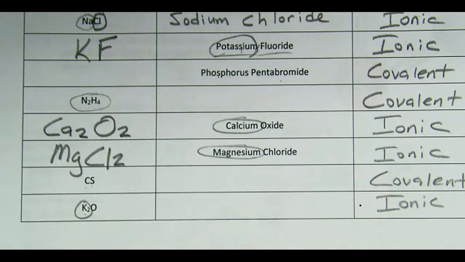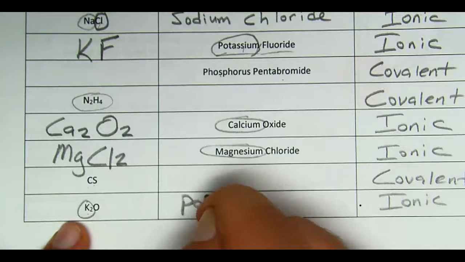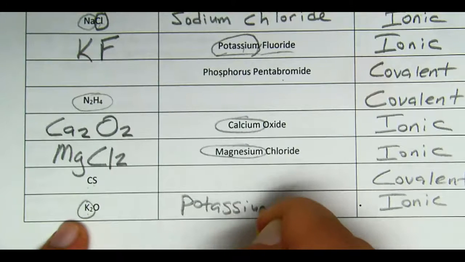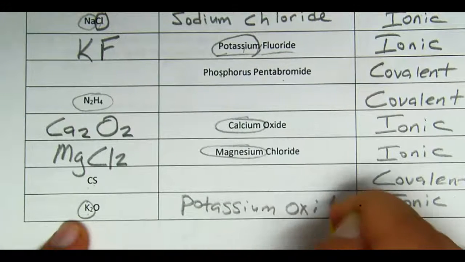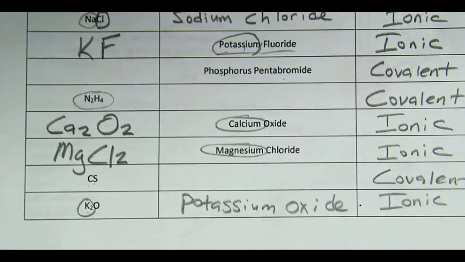And then the last ionic down here, I have potassium. And instead of oxygen, what should I say? Oxide. Okay, we're almost done. Now I'm going to take off my ionic thinking cap, put it to the side, take on my covalent thinking cap, put it on. Prefixes. Got to think prefixes now.